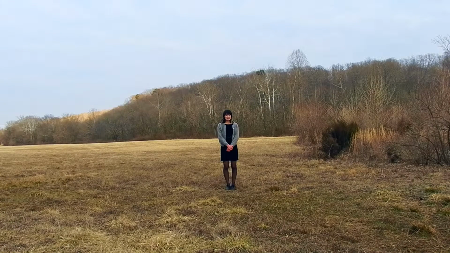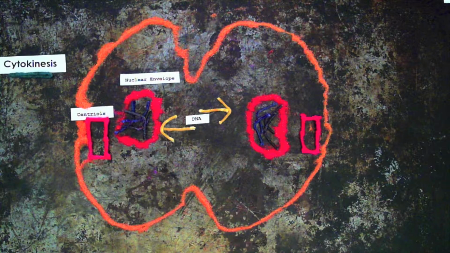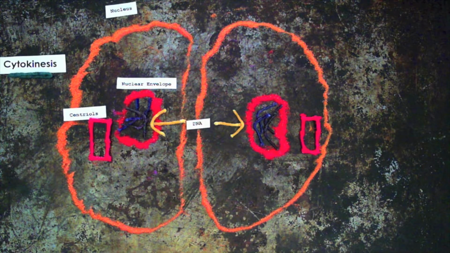The last step of the cell cycle is called cytokinesis, meaning the division of the cytoplasm. In animal cells, a cleavage furrow forms. This belt of shortening proteins tightens around the cell, slicing it in two.